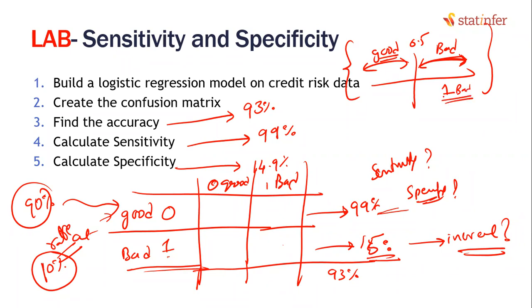Are you with me? If that is the case, how many bad customers are you losing? How many of them are actually captured? Only 15%. How much error are we making? 85%. Bad loans we are giving. Are you with me?